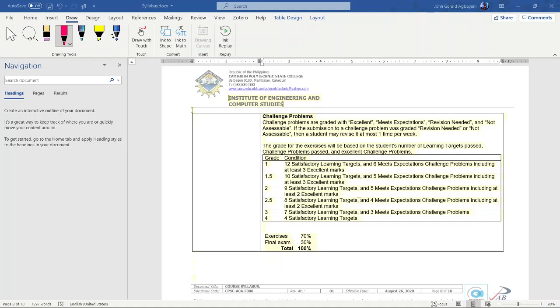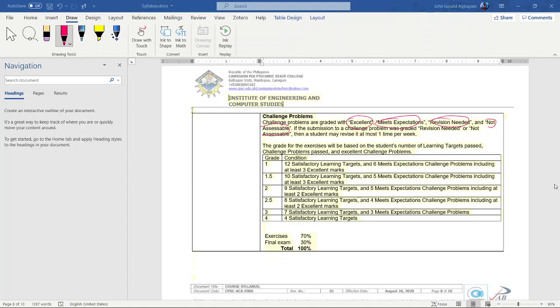After that, it will also have a certain grade. So for the challenge problem you have excellent, meets expectations, revision needed, and not assessed. So if your code in the challenge problem is shaky, or not quite right, then you can redo it and revise it. However, if the code is okay and solves the problem, then it will be given a grade of either meets expectations or excellent.